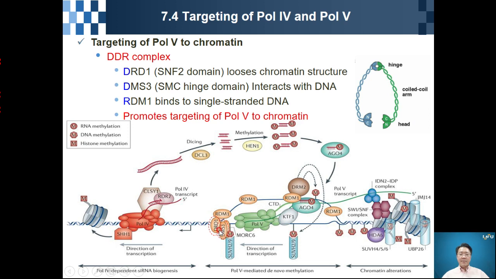Also, this DMS3 interaction prevents reassociation of single-stranded DNA. How about RDM1? RDM1 can bind to the single-stranded DNA, so it also prevents reassociation of the DNA. It means that the DDR complex makes an open complex here. In this open complex, polymerase 5 can be targeted to these open spaces.